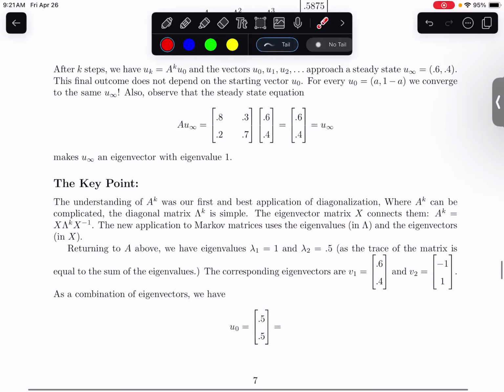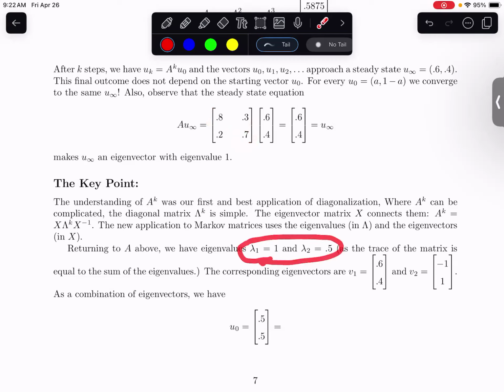And so if you look at this matrix A, going down to this second paragraph here, we know one of the eigenvalues is going to be 1. To determine what the other eigenvalue is, you use the fact that the trace of a matrix is equal to the sum of the eigenvalues. So the trace of this matrix is 0.8 plus 0.7, so the trace is 1.5. As one of the eigenvalues is equal to 1, the other eigenvalue has to be equal to 0.5. So we have these two eigenvalues, 1 and 0.5.